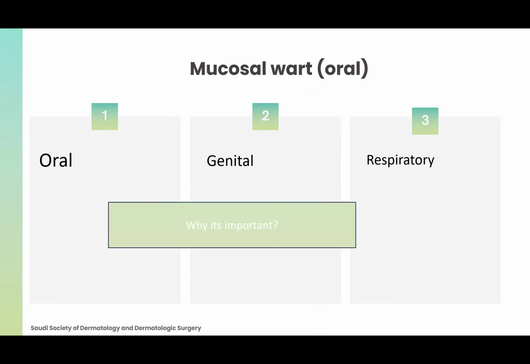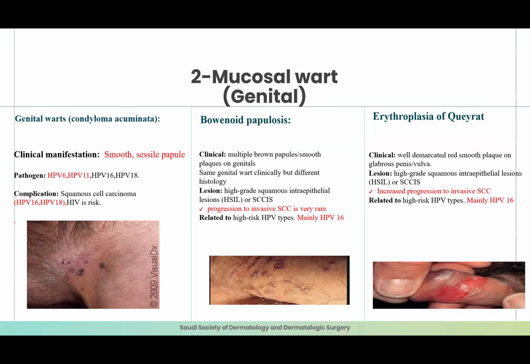So why is it very important? Because mucosal wart increases the risk for squamous cell carcinomas. So we have to be aware of mucosal wart. Starting with the genital wart, we have four subtypes.